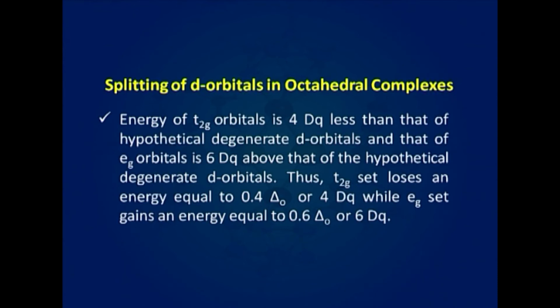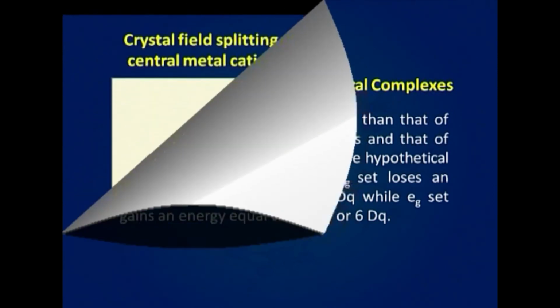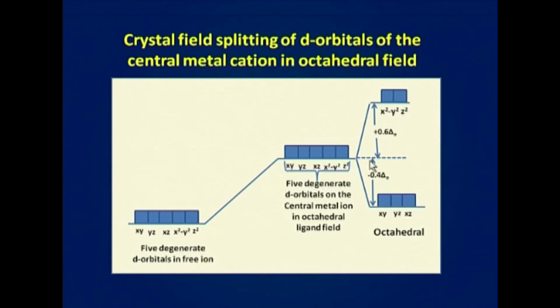Thus, the T2g set loses an energy equal to 0.4 delta O or 4 Dq, while the Eg set gains an energy equal to 0.6 delta O or 6 Dq. Here you can see that the energy increase of the Eg orbitals and the energy decrease of the T2g orbitals must be balanced relative to the energy of the hypothetical spherical field, and this is also called the barycenter.